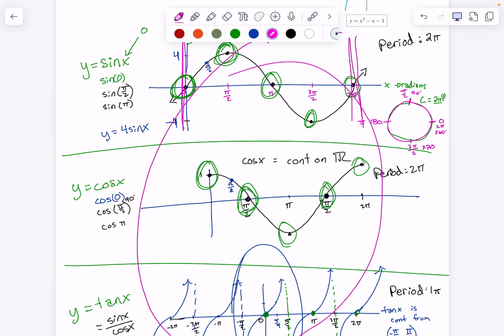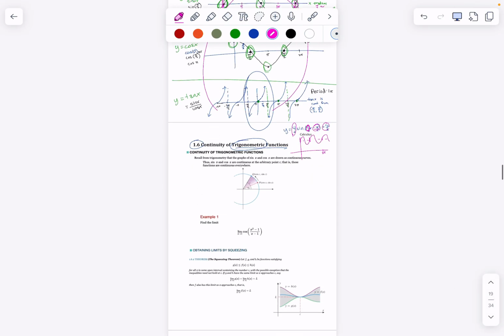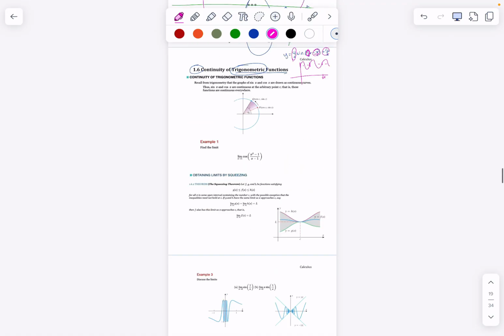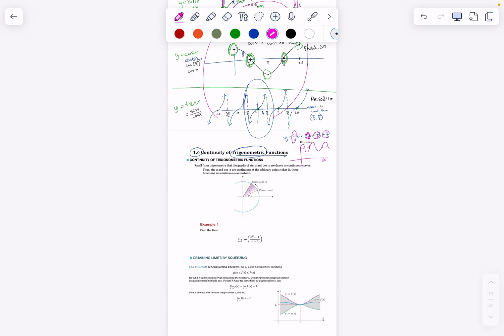Alright, that's where we'll stop. I don't want to get too far because this paper only has one little bit on it.